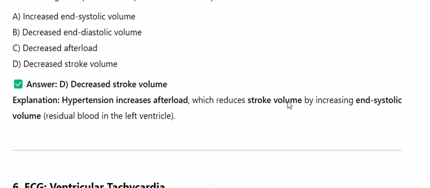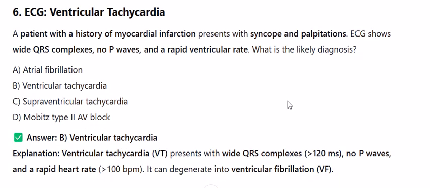6. ECG, ventricular tachycardia. A patient with a history of myocardial infarction presents with syncope and palpitations. ECG shows wide QRS complexes, no P waves, and a rapid ventricular rate. What is the likely diagnosis? A. Atrial fibrillation. B. Ventricular tachycardia. C. Supraventricular tachycardia. D. Mobitz type 2 AV block. Answer B. Ventricular tachycardia. Explanation. Ventricular tachycardia, VT, presents with wide QRS complexes, greater than 120 ms, no P waves, and a rapid heart rate, greater than 100 BPM. It can degenerate into ventricular fibrillation, VF.